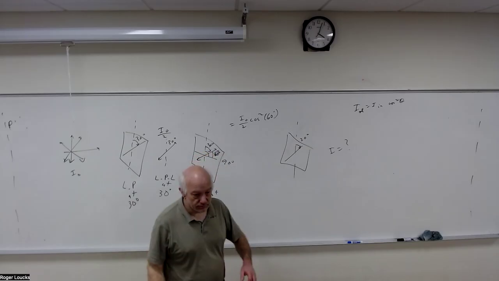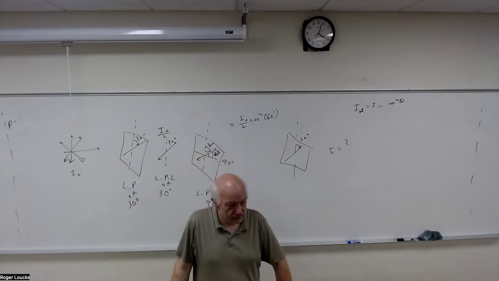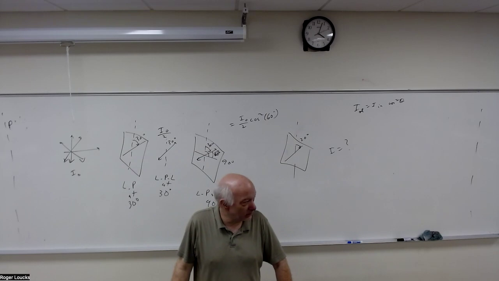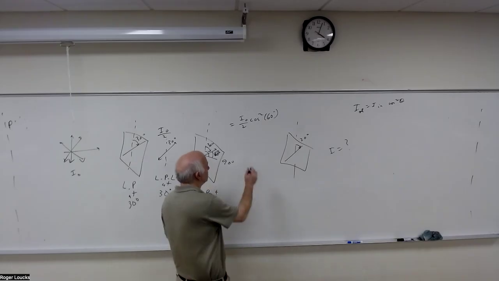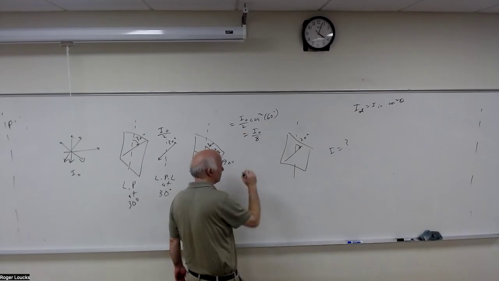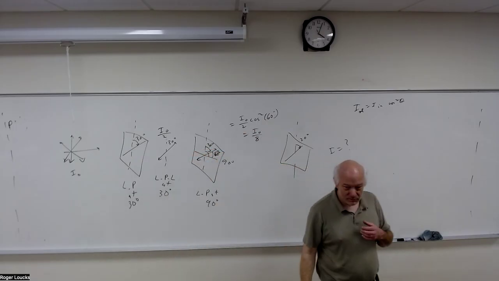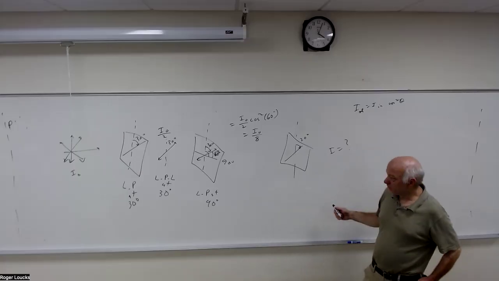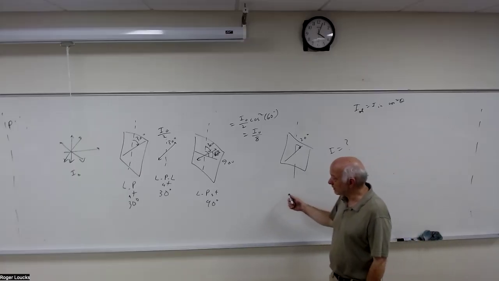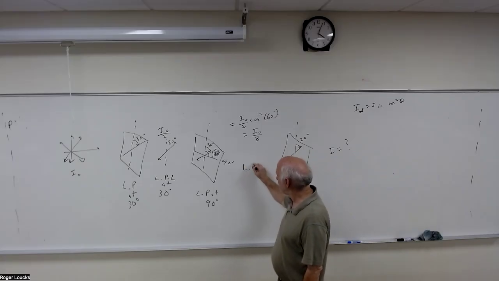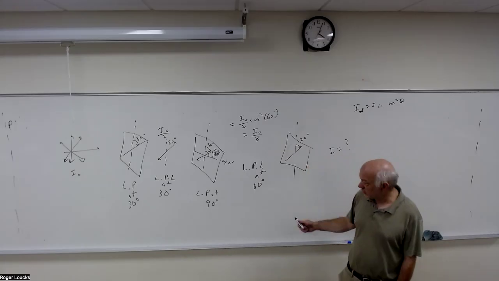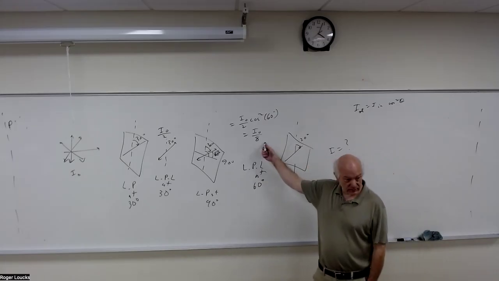What is cosine of 60? Okay, so this gives I naught over 8. What comes out over here? This is linearly polarized light at 60 degrees. So you need two things: you need to tell the type of light and then the intensity.